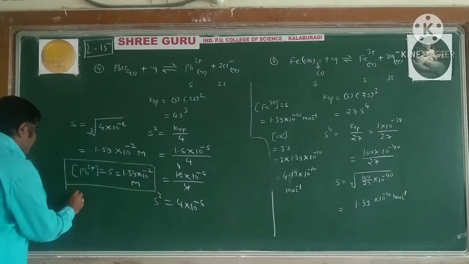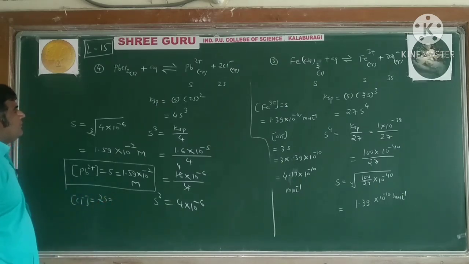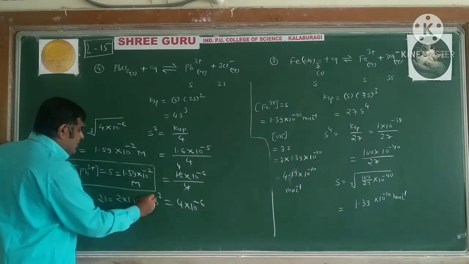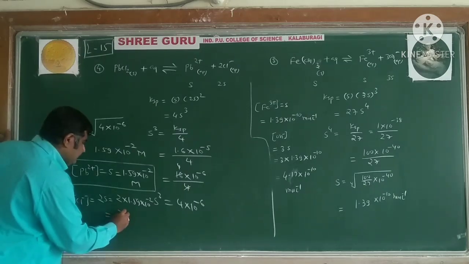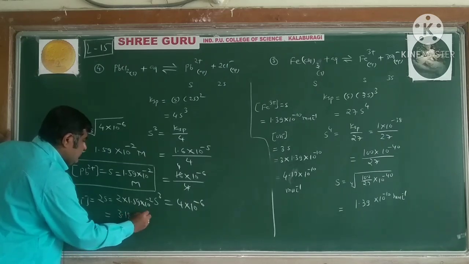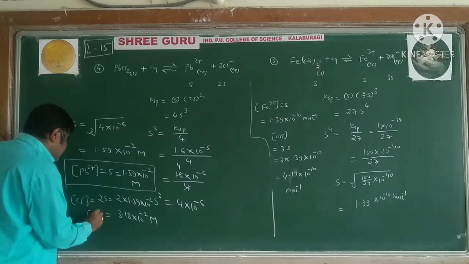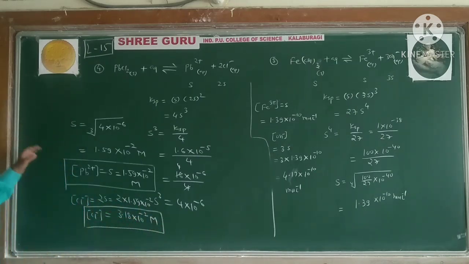And the Cl negative ion concentration is 2S, which is equal to 2 into 1.59 into 10 raised to minus 2, and that equals 3.18 into 10 raised to minus 2 mole per liter. This is the concentration of chloride. Right. So this is the fourth part of this question.